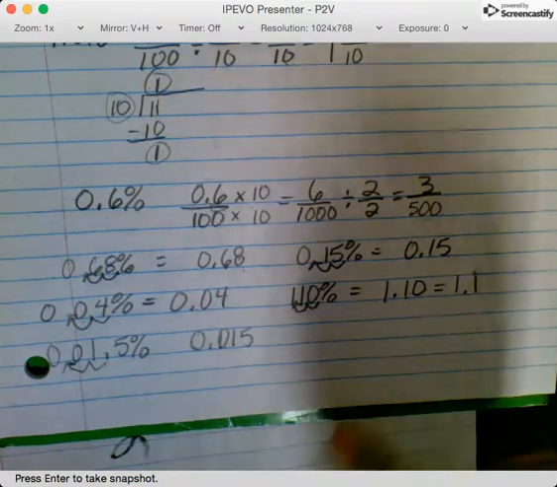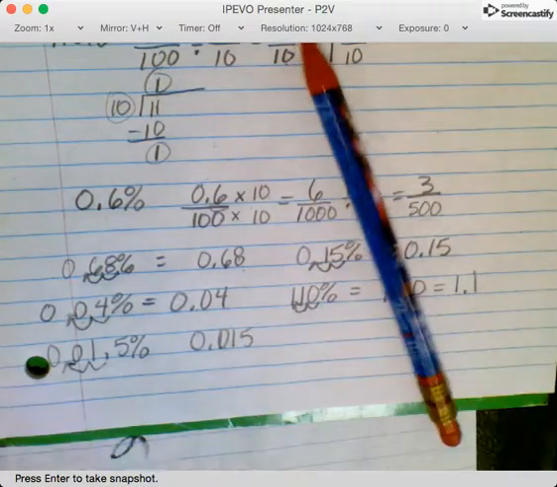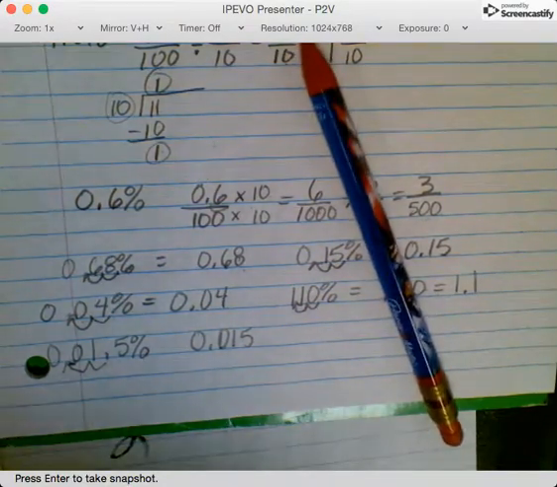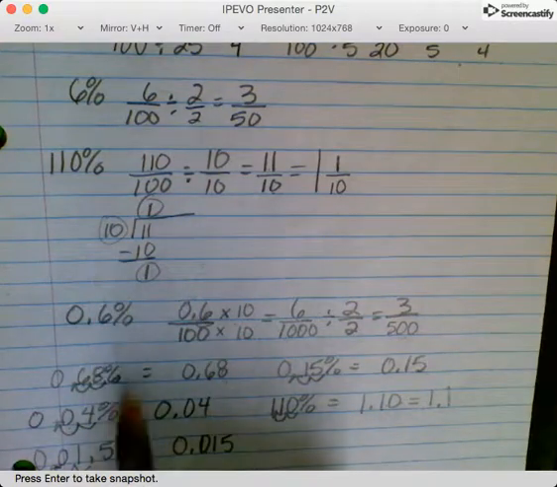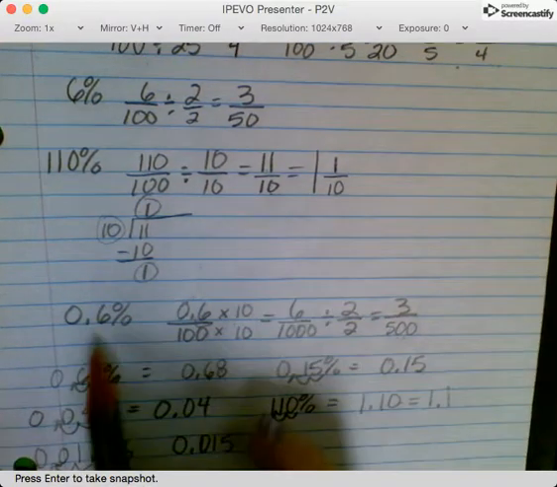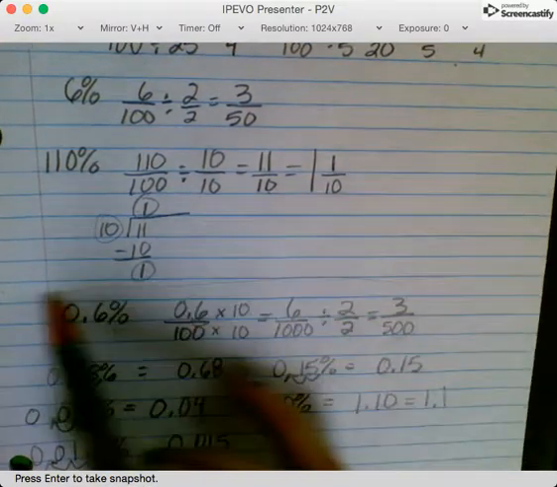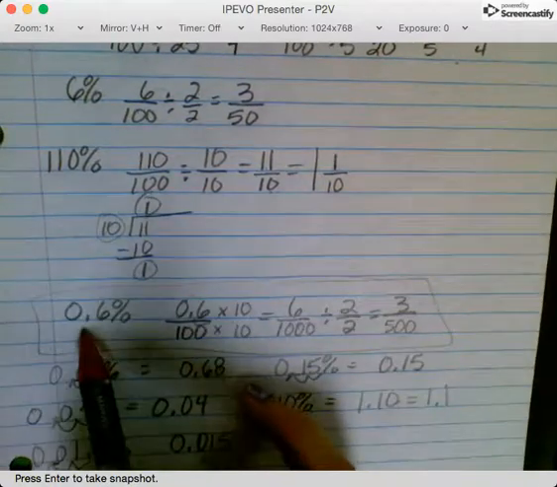I hope this helps, and I might have to answer some questions later on, especially on questions such as converting a problem that starts out as a decimal percent.